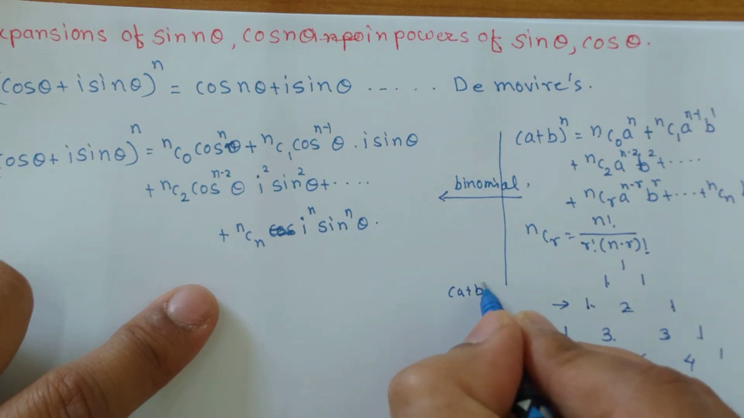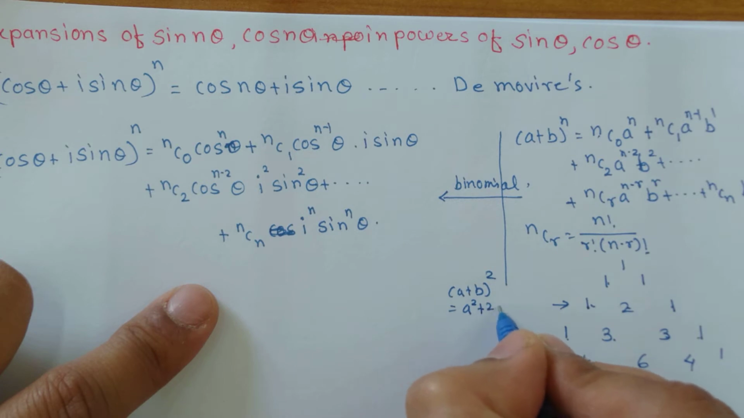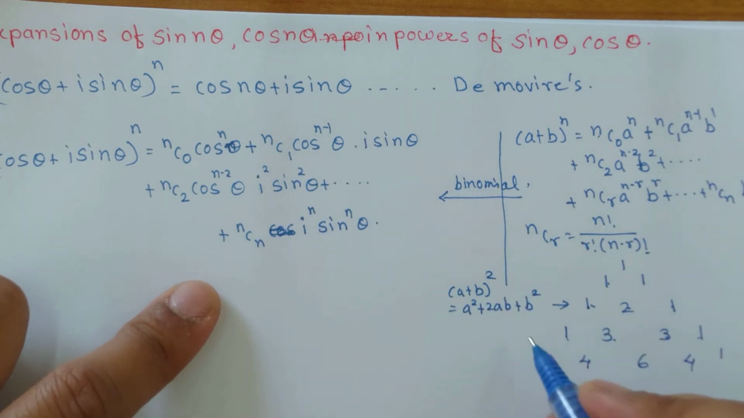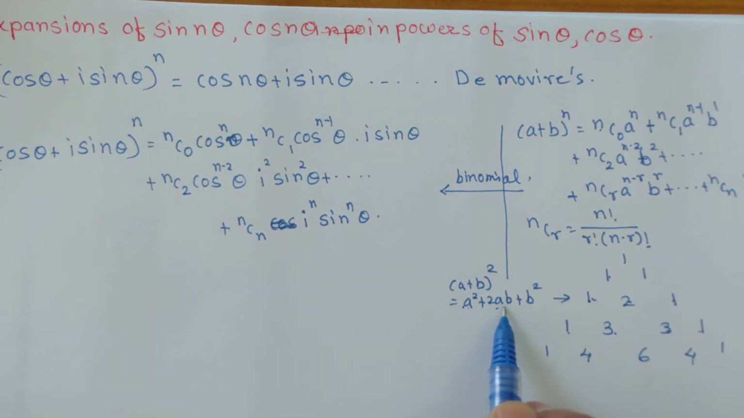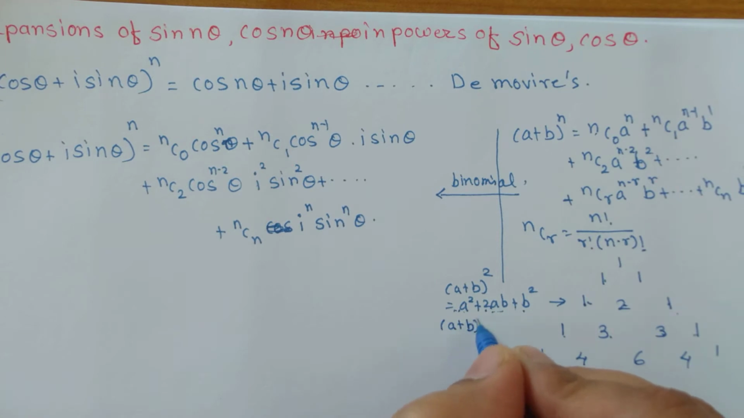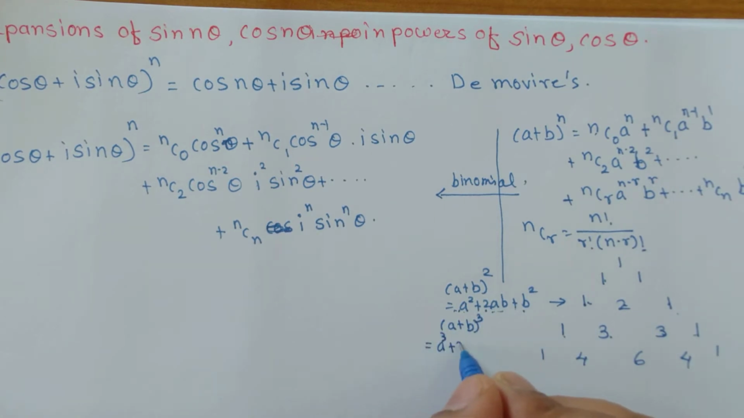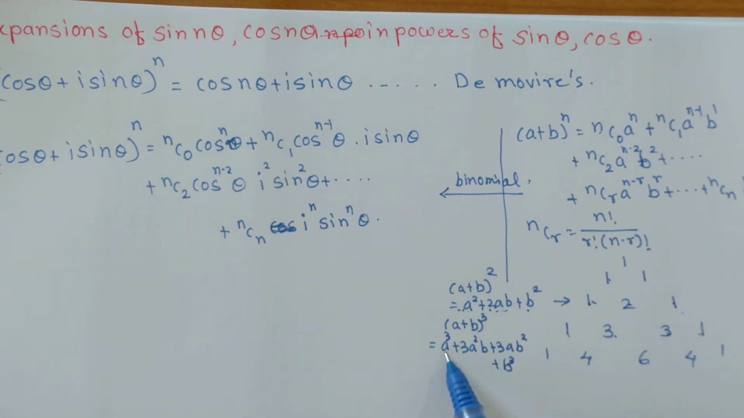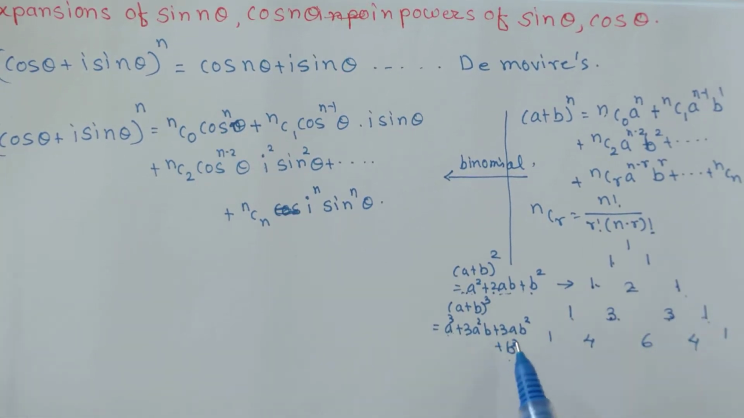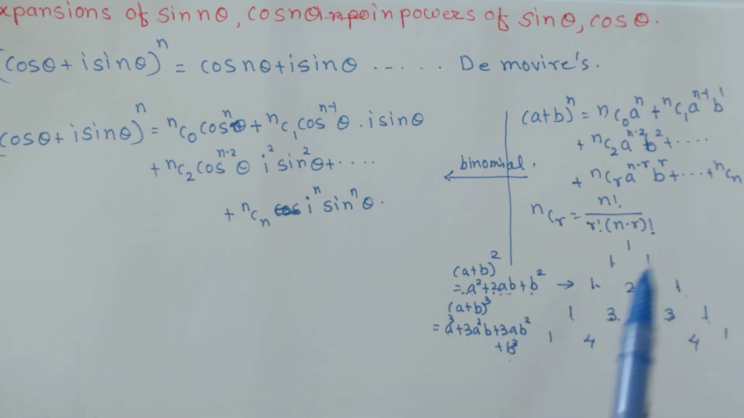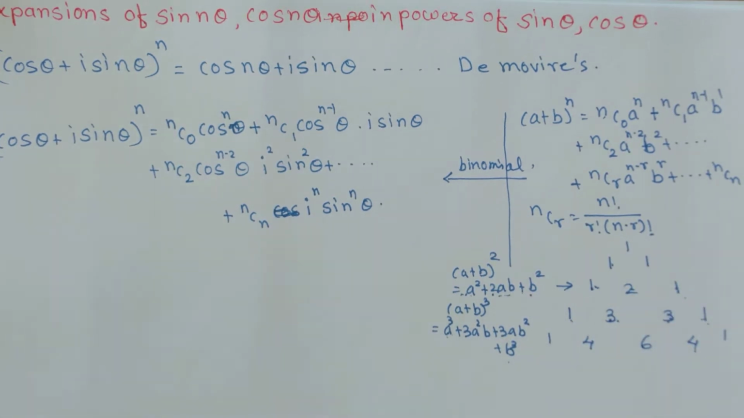What is (a plus b) square? (a plus b) square is a square plus 2ab plus b square. So this is the binomial expansion of degree 2. Now what are the coefficients? The coefficient of a square is 1, the coefficient of ab is 2 and the coefficient of b square is 1. So 1 2 1, see, the coefficients are 1 2 1. Now what is (a plus b) cube? (a plus b) cube will be a cube plus 3a square b plus 3ab square plus b cube. See, the coefficient of a cube is 1, then 3, then 3 and then 1. 1 3 3 1, like that. So this way one can calculate the values of coefficients involved in the binomial expansion.